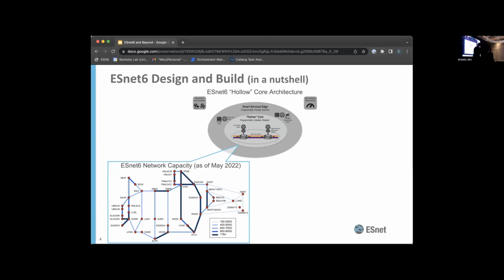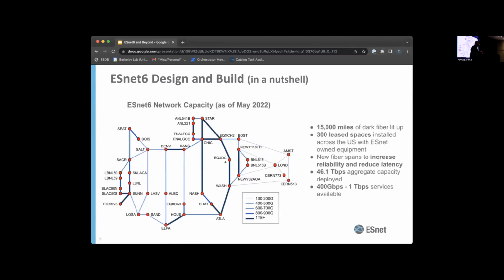This is the capacity map that we have. Primarily, a lot of the waves that we're putting up are 400 gigs. We have some waves that can go up to 600 gigs depending on span. So 15,000 miles of dark fiber. We have 300 lease spaces. A lot of this is essentially the amplifier huts for our OLS. We have about 14.6 terabits of aggregated capacity that we've deployed so far. And currently, like I said, it's primarily 400 gig services. To our end sites, there are a bunch of them that are starting to go to 400 gig.